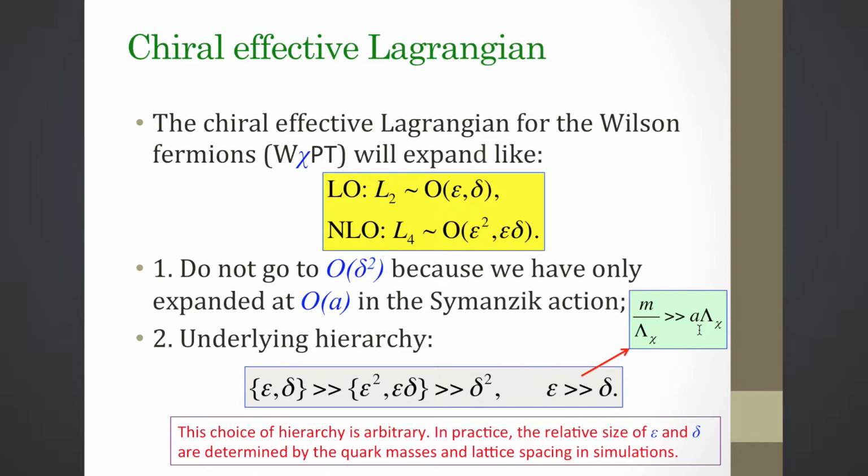But we should keep in mind that this choice of hierarchy is actually arbitrary. In practice, the relative size of m over lambda and a times lambda is determined by the quark mass and the lattice spacing. So if they are of the same order, we have to consider order delta squared in the next leading order WChPT and should expand to order a squared in the Symanzik action. But for our discussion here, we just use this hierarchy and drop the order delta squared term.